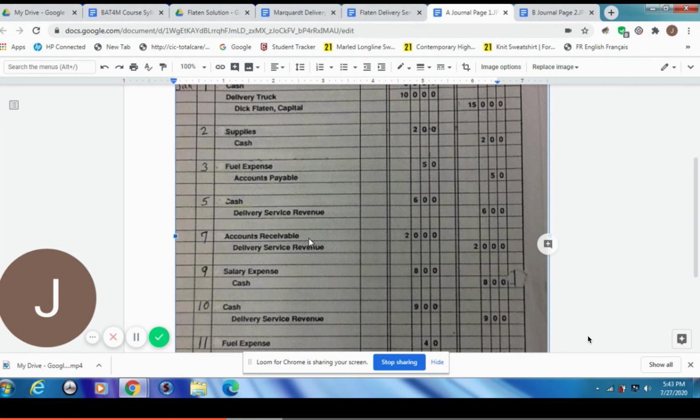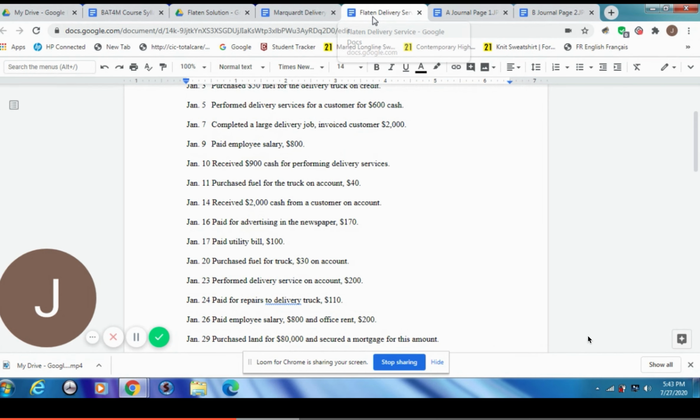So we're going to use accounts receivable as our debit. But in both cases, we use revenue because they are both sales. One's a cash sale, one's a credit sale, but they're both sales. Leave a blank line, and then we'll go back to our transactions and look at the next one.